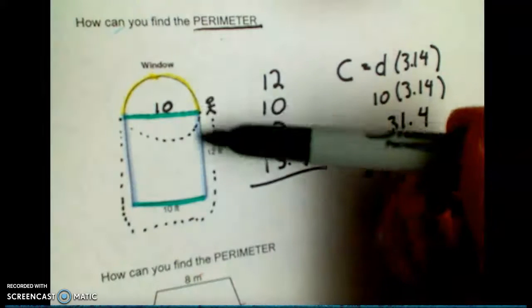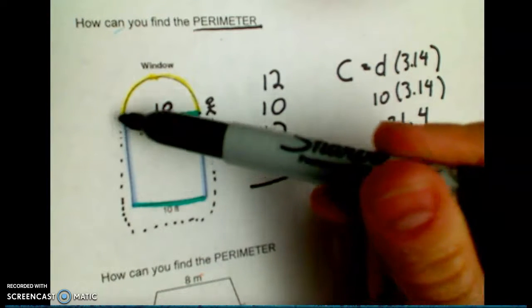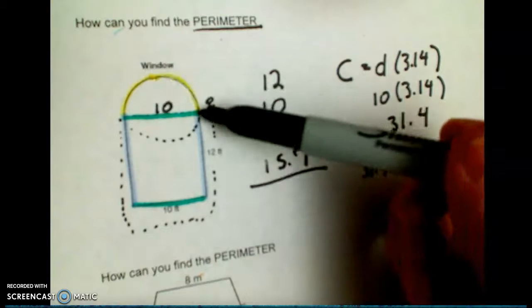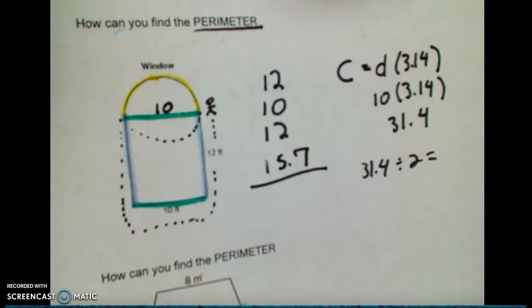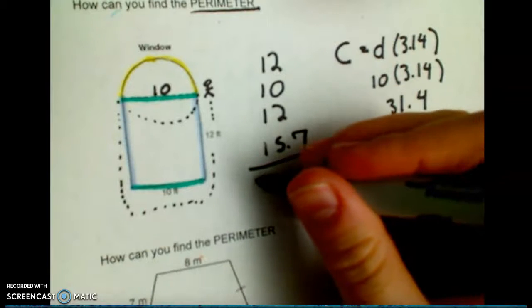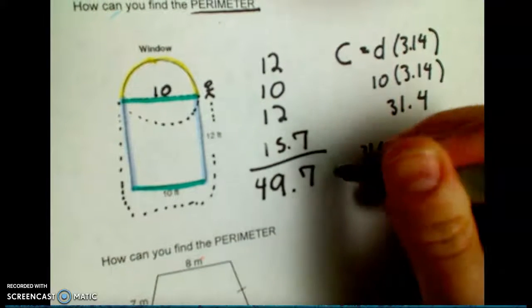He walked 12 plus 10 plus 12 plus half of the circle, which was 15.7. Okay, it makes sense. Let's add it up. And I got 49.7 feet.